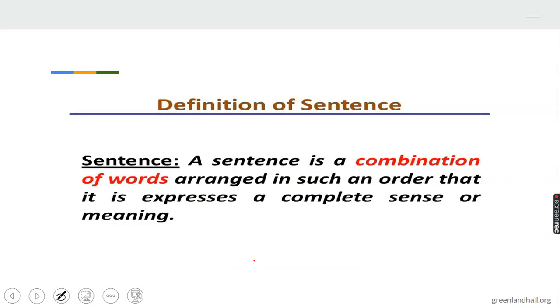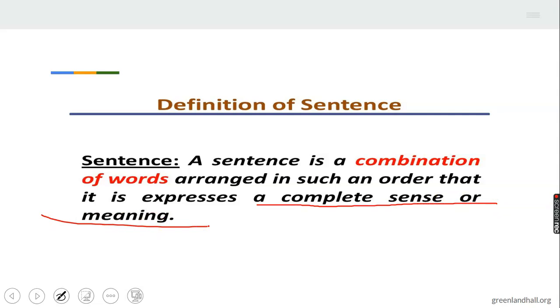Now, what is a sentence? You can see the definition of a sentence. I have it here. It says a sentence is a combination of words. You can see that combination of words has been written in red to show you that it's very, very important. A sentence is a combination of words arranged in such an order that it expresses a complete sense or meaning. Don't forget, a sentence must express a complete sense or meaning before you can say it is a sentence.